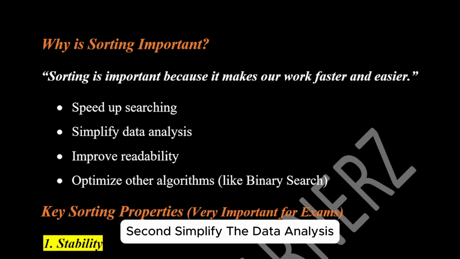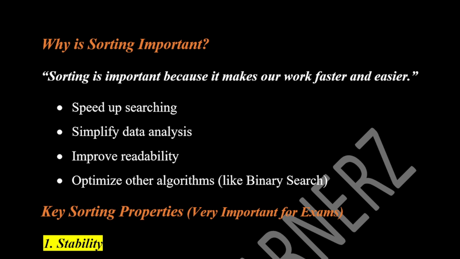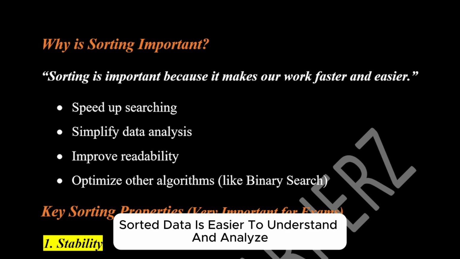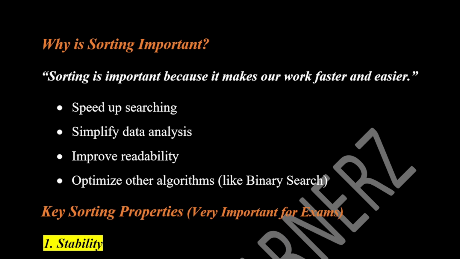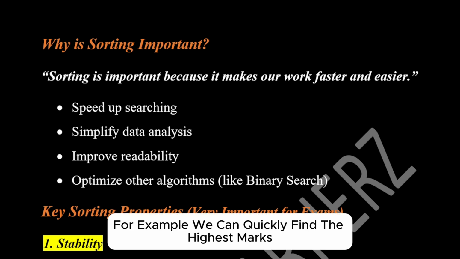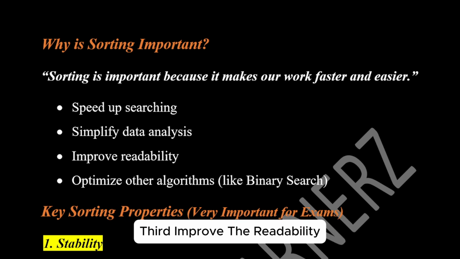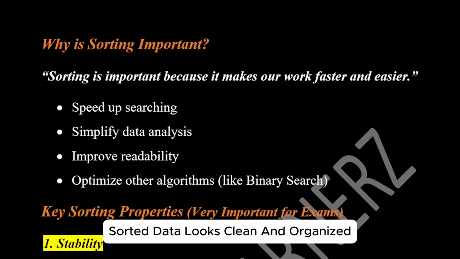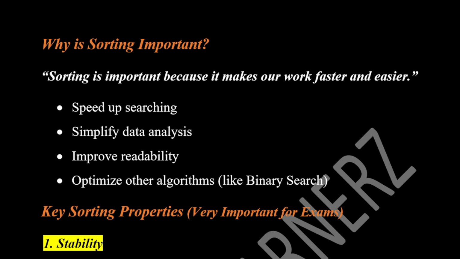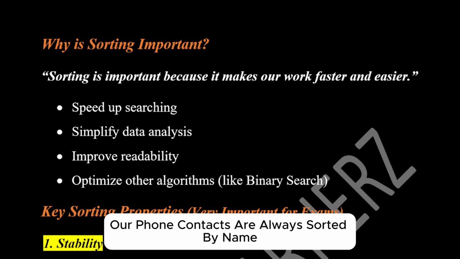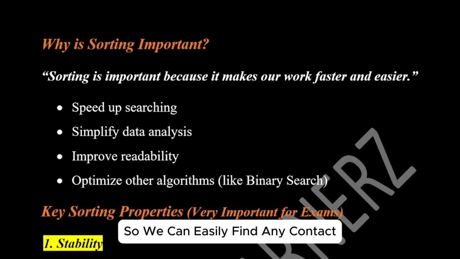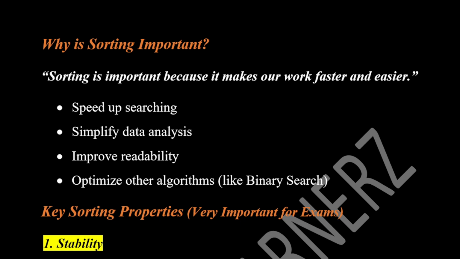Second, simplify the data analysis. Sorted data is easier to understand and analyze. For example, we can quickly find the highest marks or the lowest marks when the marks are sorted. Third, improve the readability. Sorted data looks clean and organized. For example, our phone contacts are always sorted by name, so we can easily find any contact.